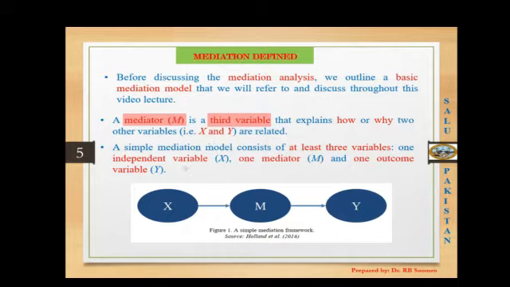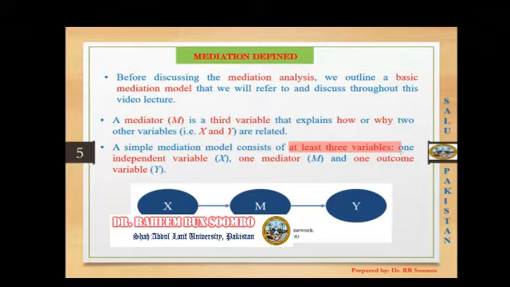Here, for example, X is our independent variable and Y is our dependent variable. When you want to check the impact of the independent variable on the dependent variable through a third variable, that third variable is called a mediator. A simple mediation model consists of at least three variables. There should be at least three variables for any mediating model.